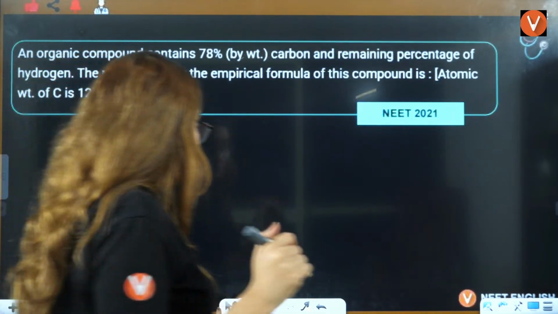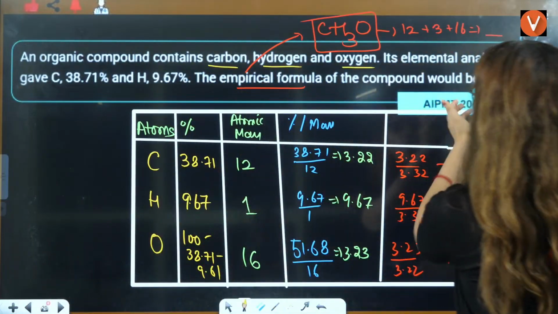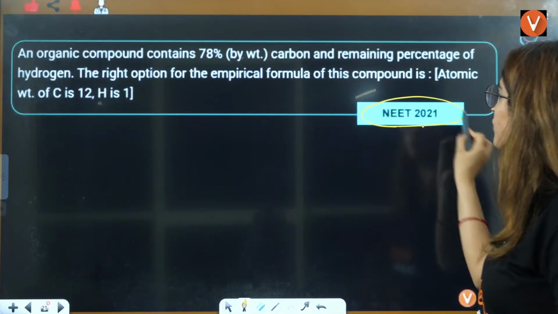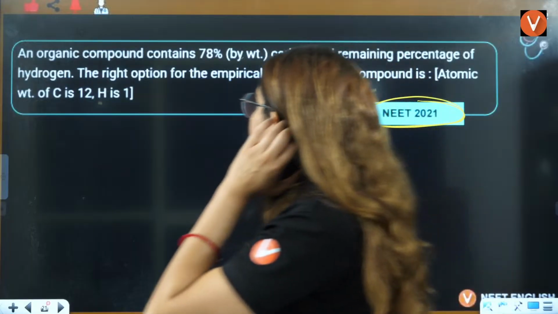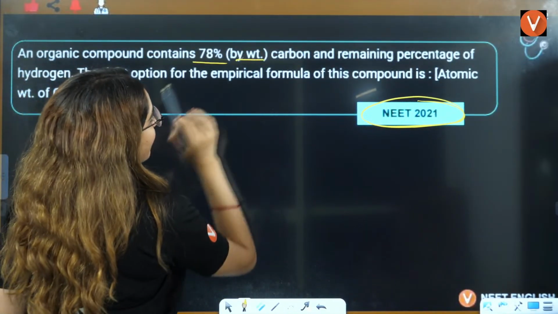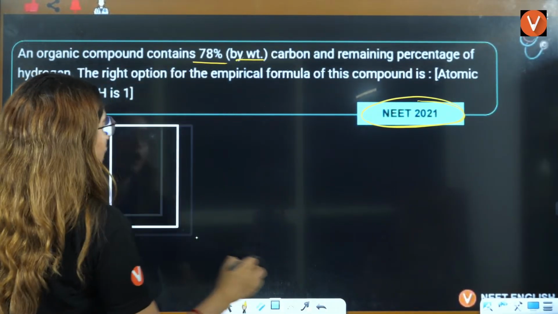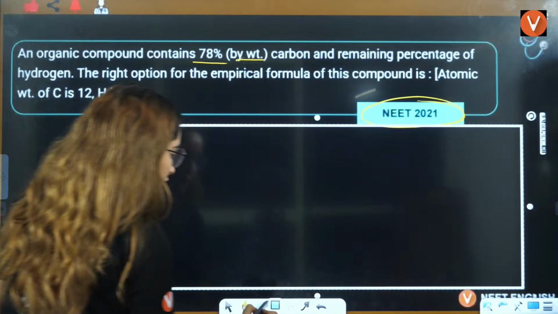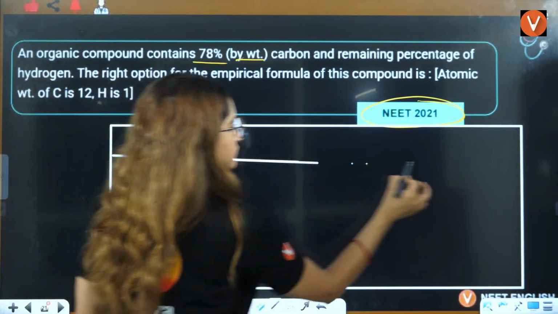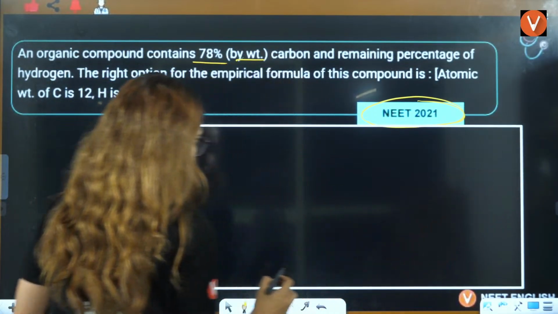Now let's see, ma'am, is it repeated even now, ma'am? This is such an old question, right? Yes, it is repeated even now. You can see in NEET 2021, it was repeated. An organic compound contains 78% by weight carbon. So again, we'll do the same thing. We'll firstly have a big table on this, right? So from that table only we are going to solve it, right?